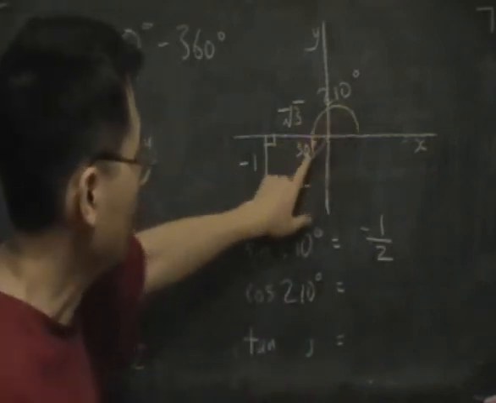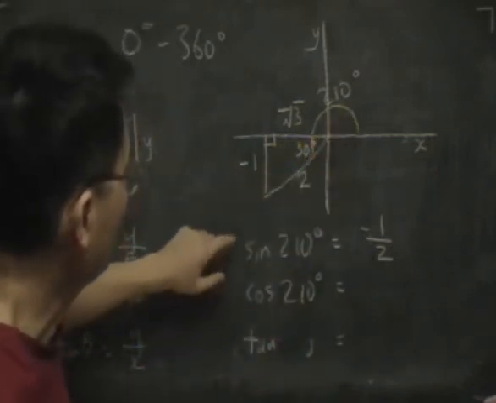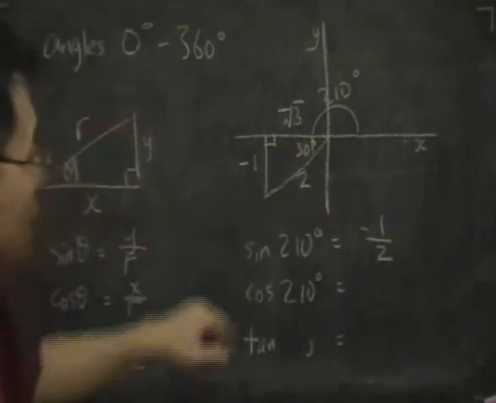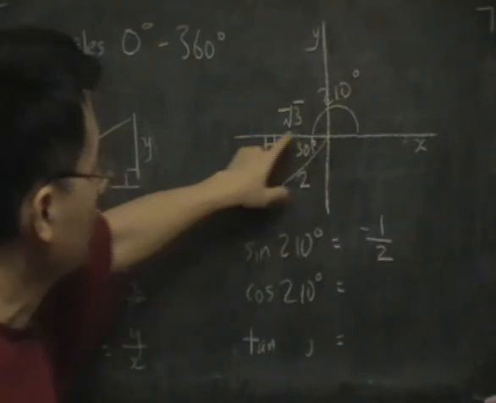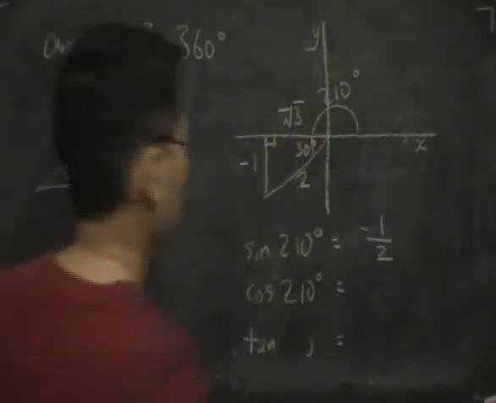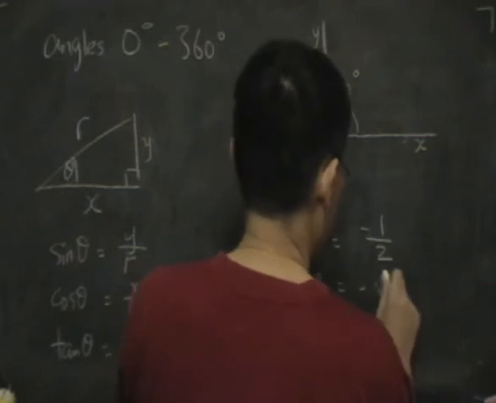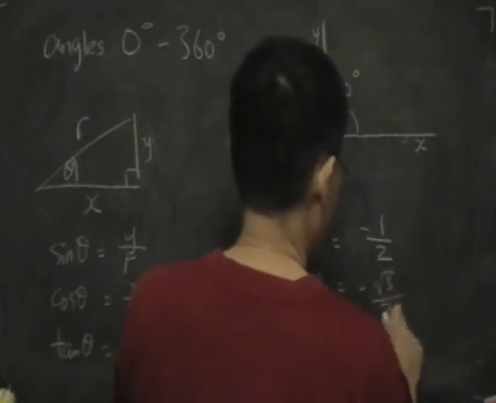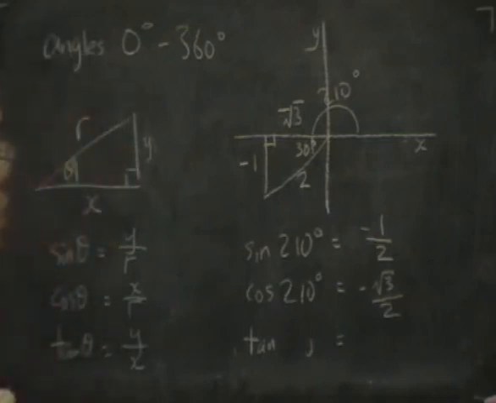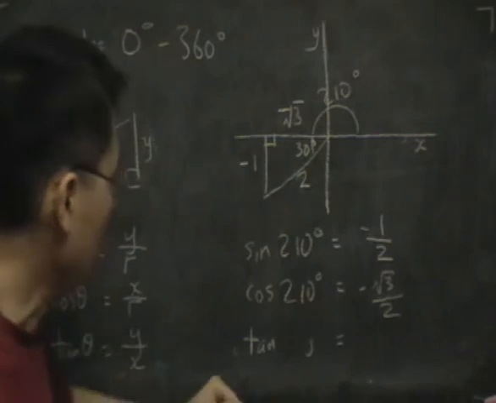Cosine 210 degrees is given by, again using that triangle there, the adjacent is minus root 3, hypotenuse is 2. So minus root 3 over 2. So that's the cosine. And finally, the tangent.